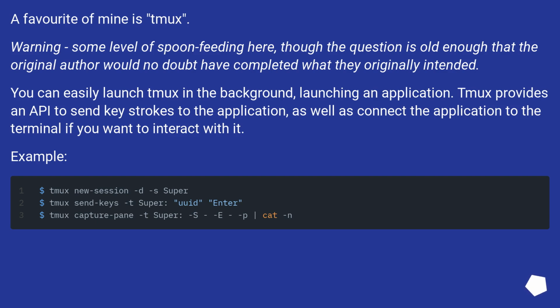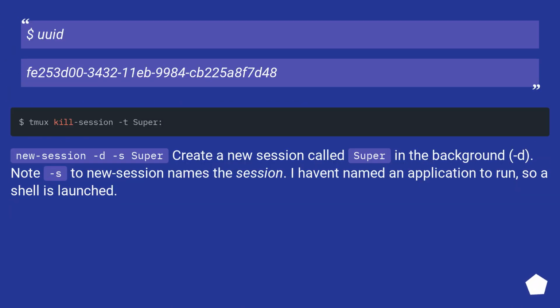Example. $UID. FE253D00343211EB9984CB225A8F7D48. new-session -d -s super creates a new session called super in the background, -d. Note -s to new-session names the session. I haven't named an application to run, so a shell is launched.